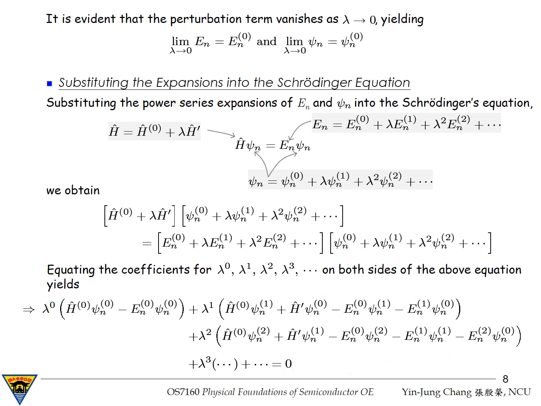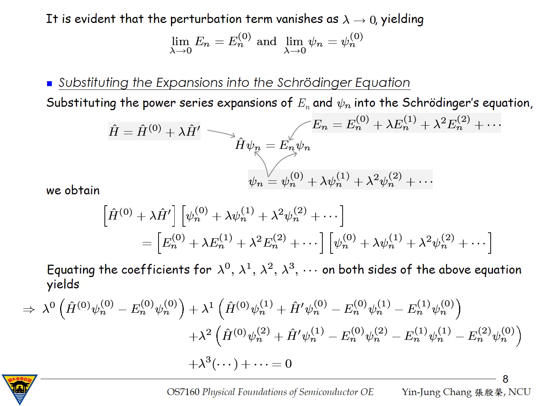We see that the coefficient of lambda to the 0th power contains only the unperturbed terms. The coefficient of lambda involves the first order correction terms and the perturbing Hamiltonian, in addition to the unperturbed solutions. The coefficient for lambda squared, as shown here, involves the second order terms, the perturbing Hamiltonian acting on the first order correction term to the wave function, in addition to the unperturbed and first order terms.